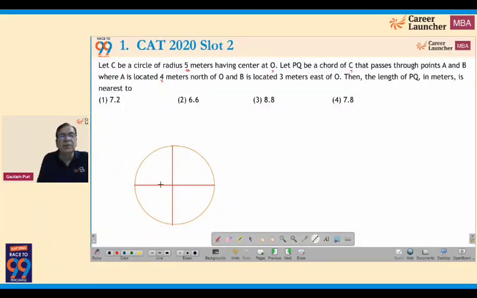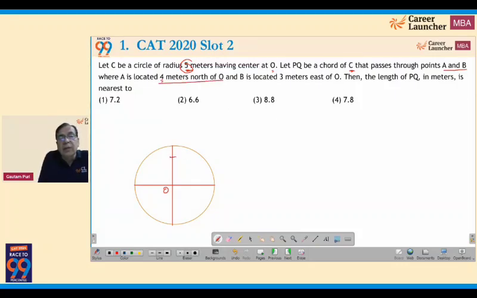I've just drawn two diameters here. Okay, great. So if I say this is the center of the circle O, what does it say? Let C be a circle of radius 5 meters, so the radius is 5. Having center O, let PQ be a chord of C that passes through points A and B, where A is located 4 meters north of O.